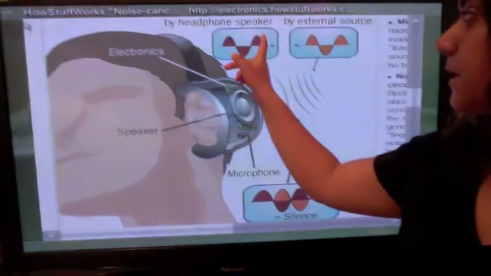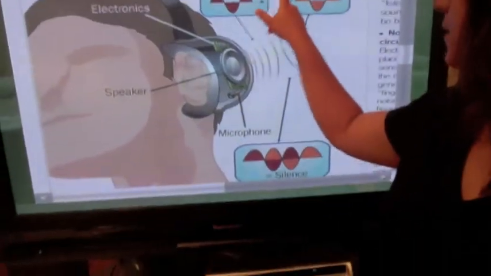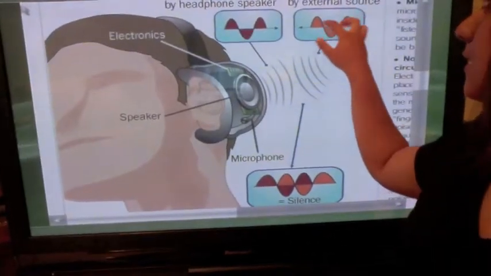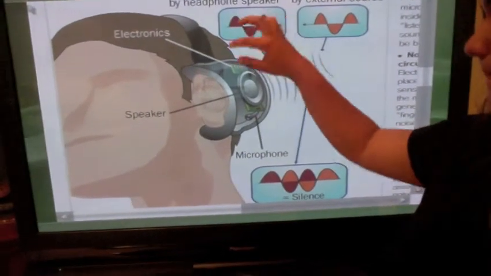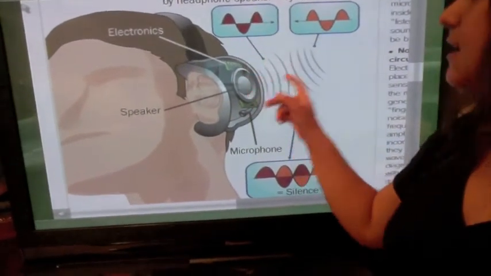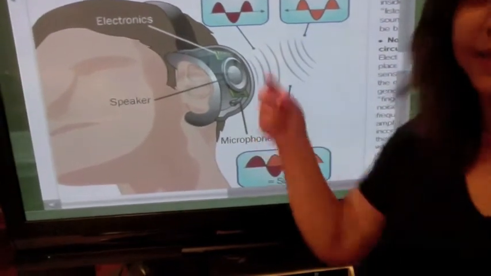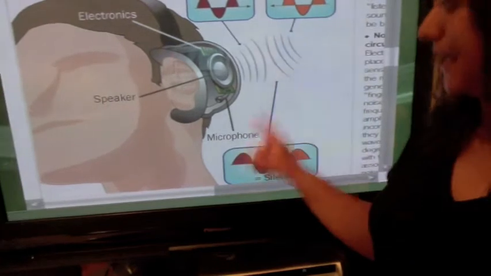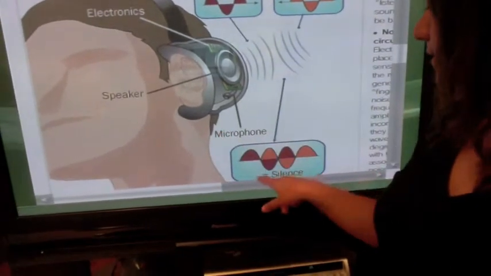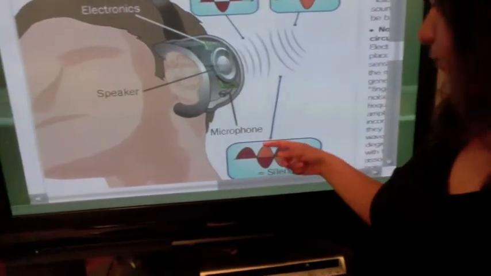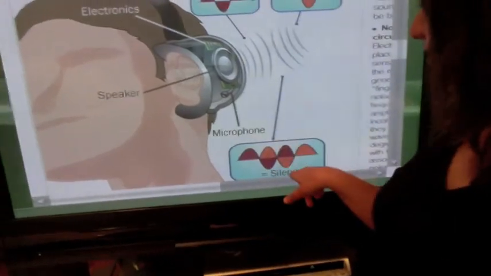The headphone speakers create waves, and the external sound combines with the waves that the headphones create, and when they combine together, destructive interference happens because the amplitudes of both waves are equal, and the result is silence. When the two waves have equal amplitudes, they cancel each other.